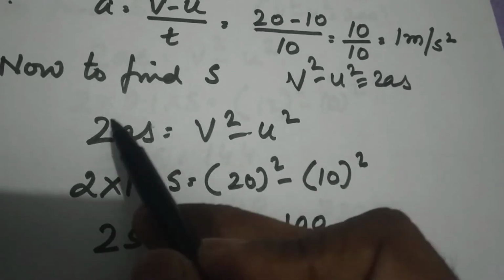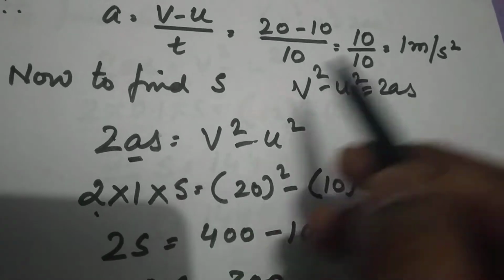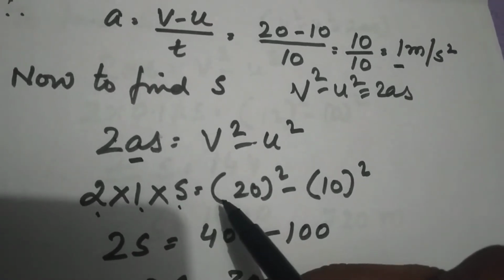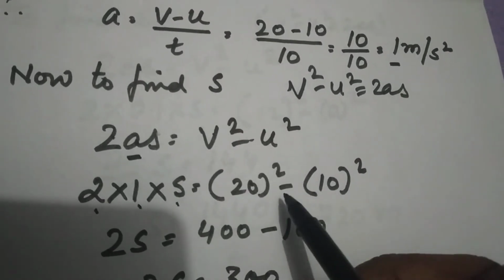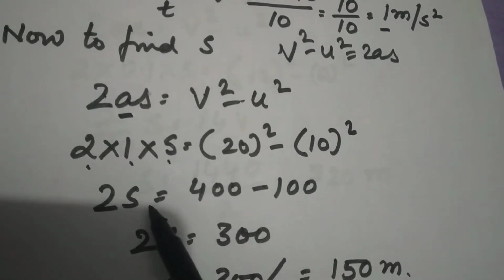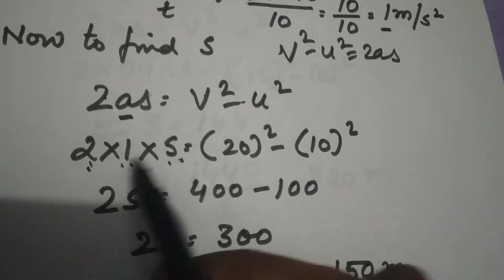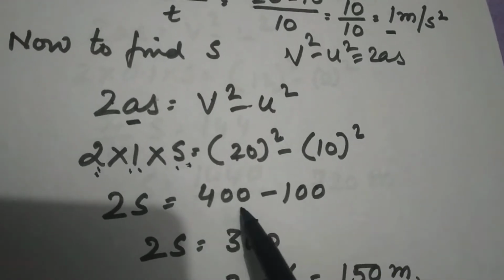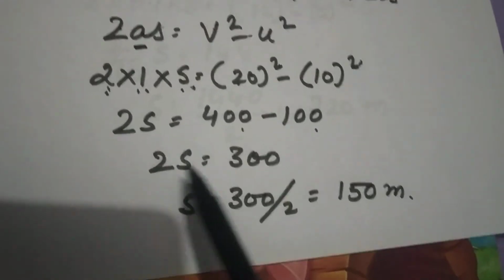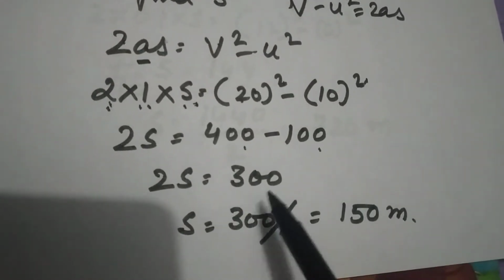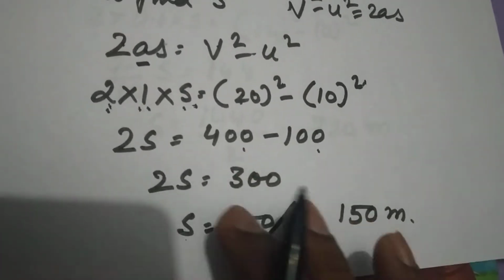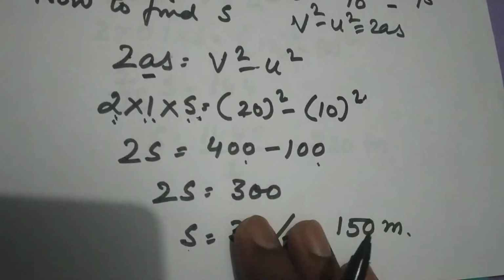Now put the value. What is the a you just found? 1. So 2 into s into 1 is equal to v 20 square minus u 10 square. 20 square is 400, 10 square is 100. So 2s is equal to 400 minus 100, 300. s is equal to 300 by 2, so you get 150. Please check the calculations and steps so that you can practice them well.